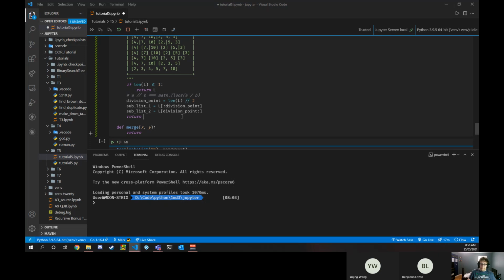Now I need to know, what do I return? I've broken the list into two parts. I now need to recurse and merge. And that's the hard part because I'm going to be calling another function, and the arguments I'm passing into that other function are going to be my recursively sorted lists. I'm going to call merge sort on each of the lists I pass into merge.